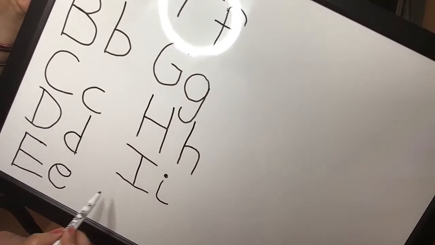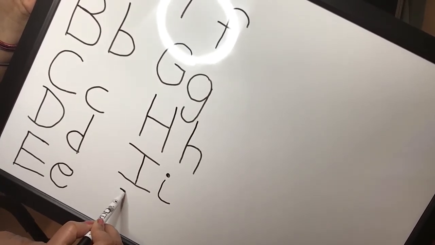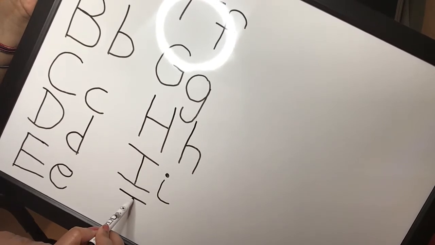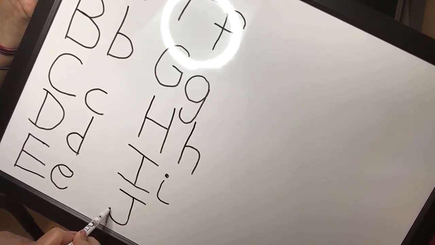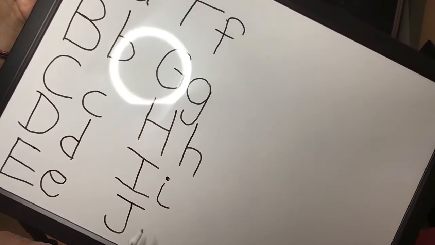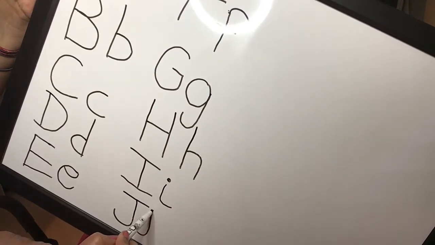Next we have J. Go across like that, put a long stick and curve it to the left. Little j, half of a right hook, give it a dot.